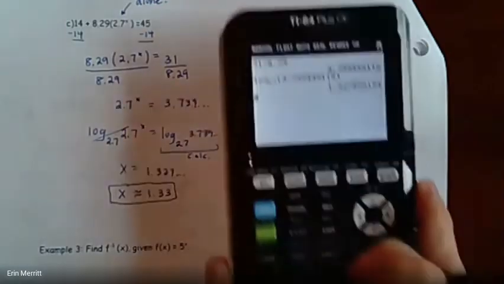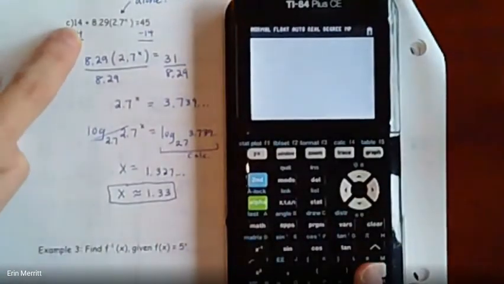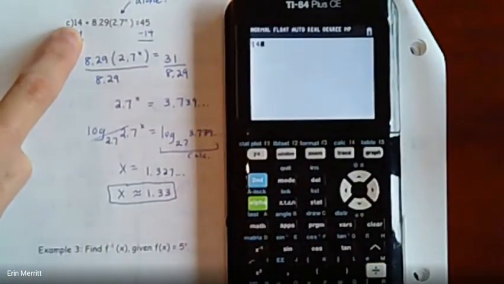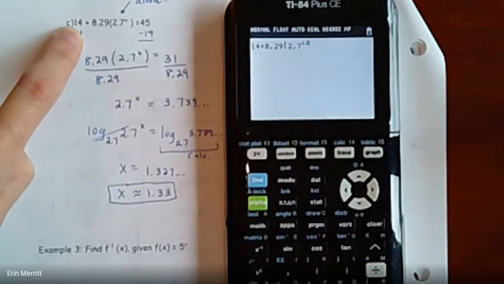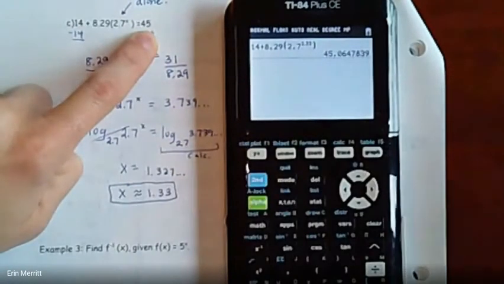And if you're looking and thinking, I have no idea if that's correct, type it back in and see if it checks. So the check part is as simple as taking 14 plus 8.29 times 2.7, raised to the 1.33 power. Does it come out to be 45? Yep, looking pretty good right there.